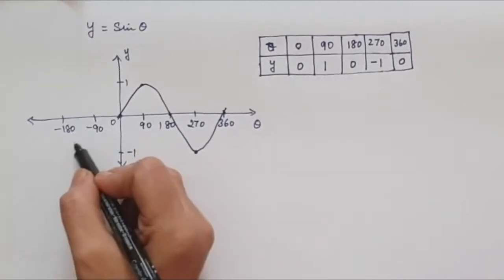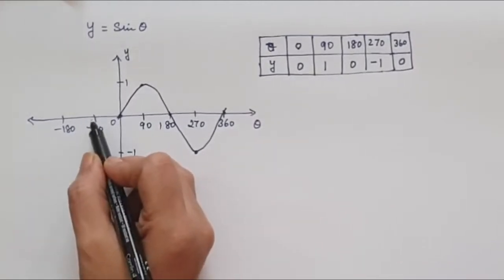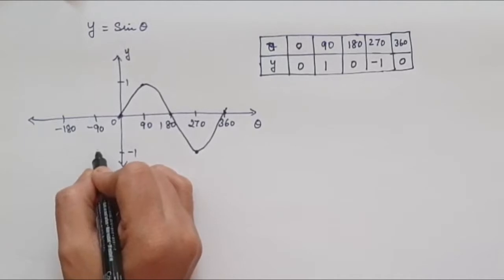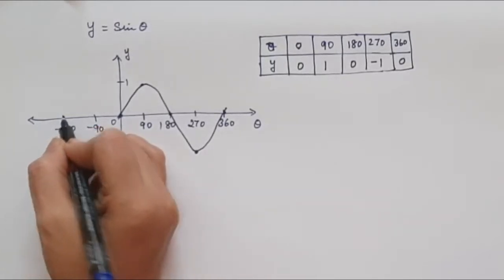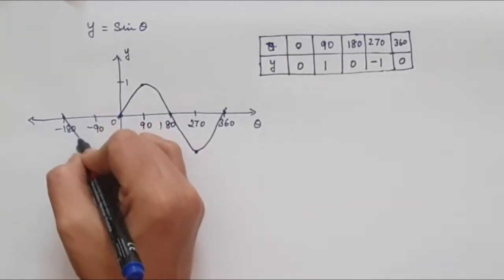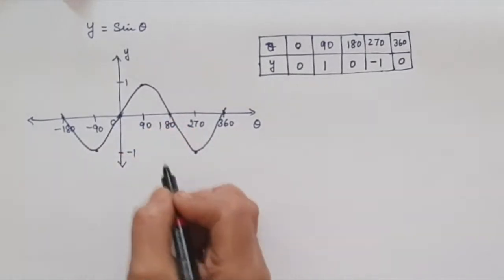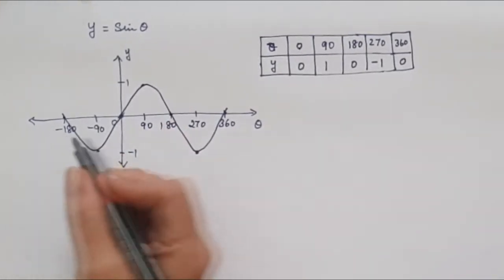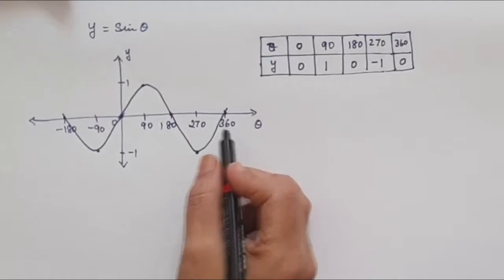Suppose we extend it further, then sine of minus 90 will be equal to minus 1 and sine of minus 180 will be equal to 0. So we'll have a curve extended further like this. If it is from minus 180 to 360, we draw the curve.